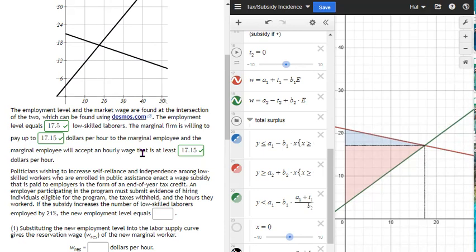So they're going to receive a wage subsidy. The people who hire these public assistance participants are going to be paid a subsidy in the form of an end-of-year tax credit. An employer participating in the program must submit evidence of hiring such individuals, individuals eligible for the program, the taxes withheld and the hours they worked.